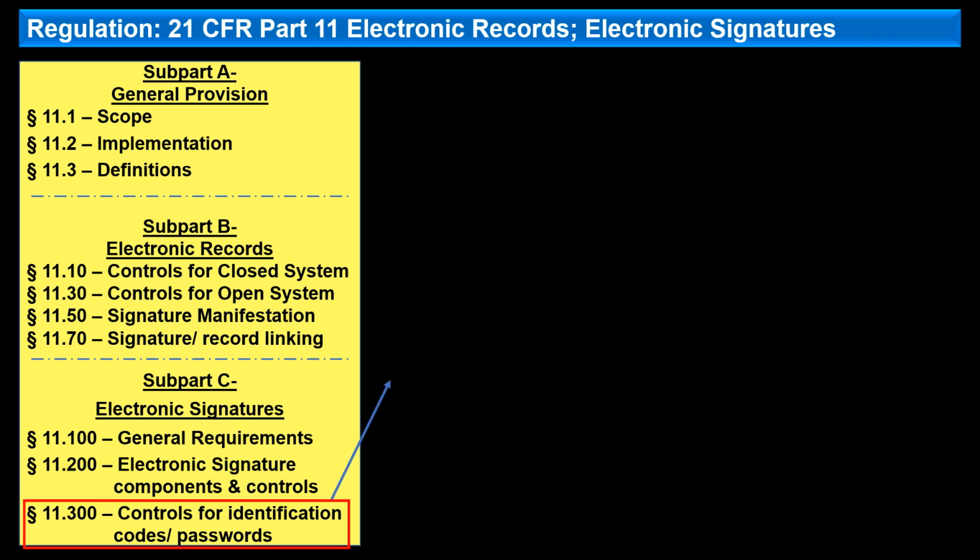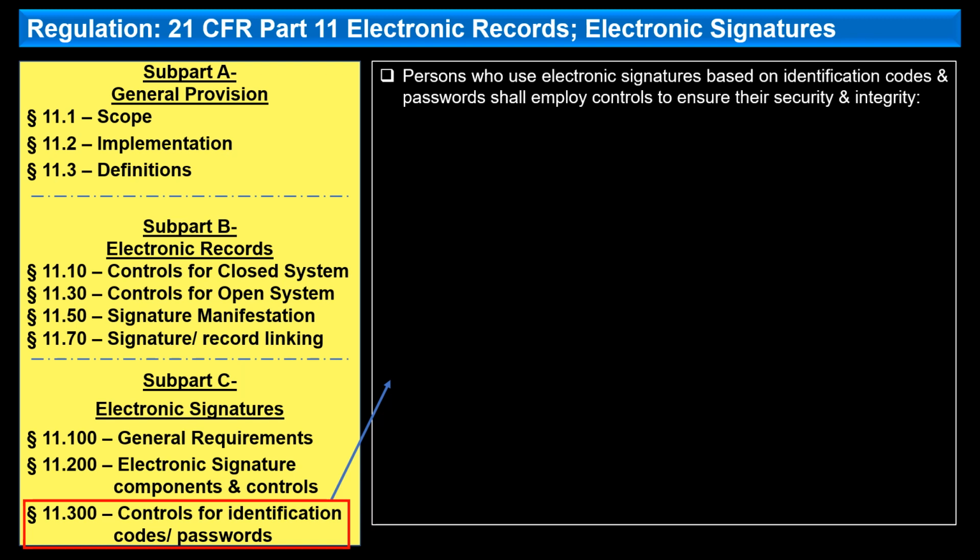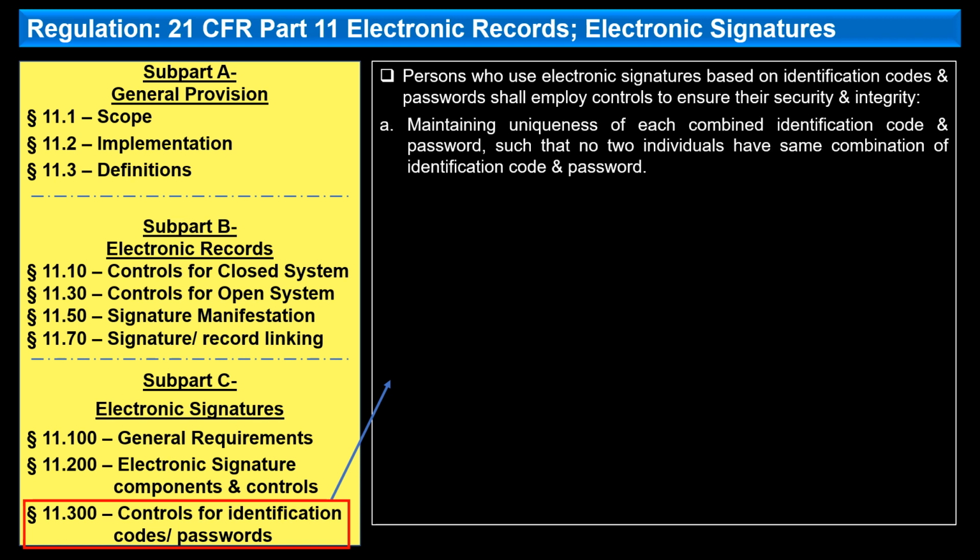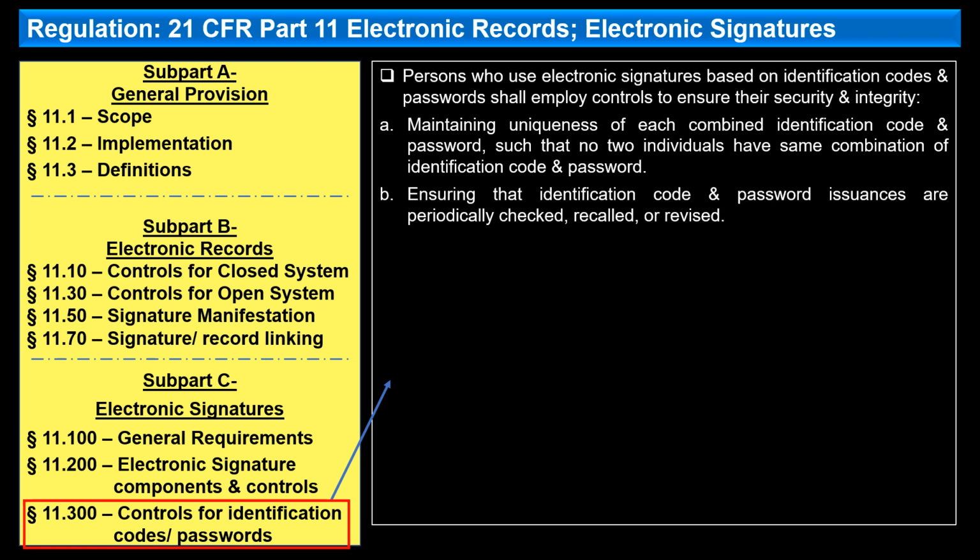The last part, that is 11.300, controls for identification codes and passwords. Persons who use electronic signatures based on identification codes and passwords shall employ controls that include maintaining uniqueness of each combined identification code and password. It should be in such a way that no two individuals have the same combination of identification code and password.